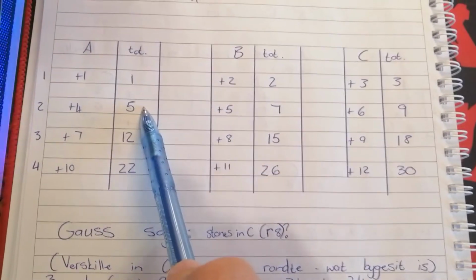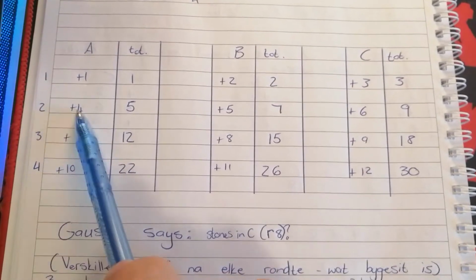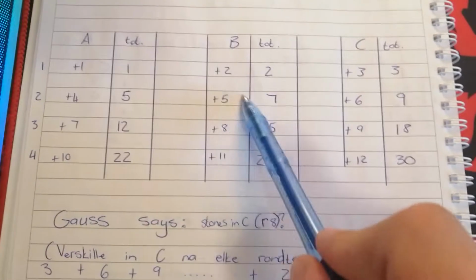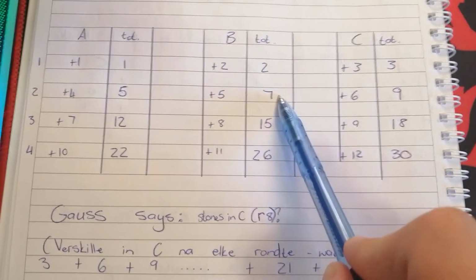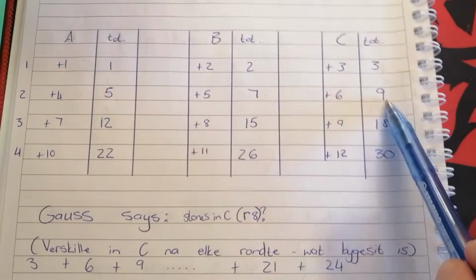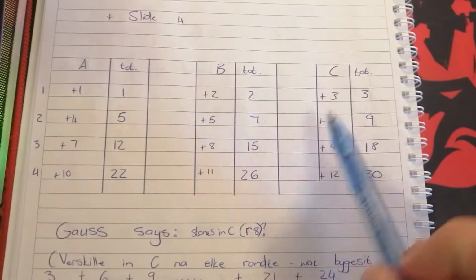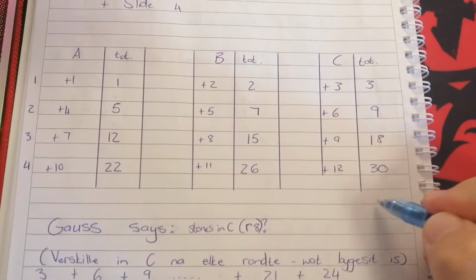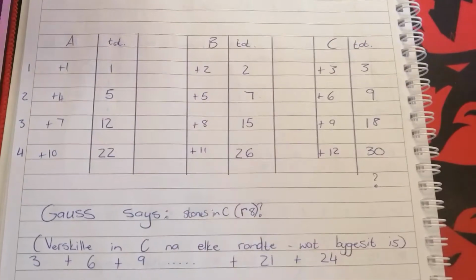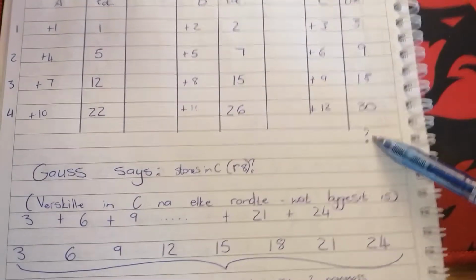So your total in A after round 2 is just 4 plus 1, that gives you 5. In B, it's 5 plus 2, that just gives you 7. And 6 plus 3 gives you 9, and so forth. Then, to work out a certain amount total in any given round in C, we're going to use Gauss's method.